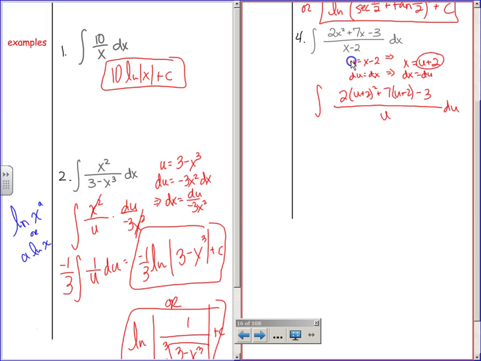How do I antiderive? Because we have to antiderive. That's what an integral means. Take the antiderivative. Couldn't I do u squared plus 4u plus 4?